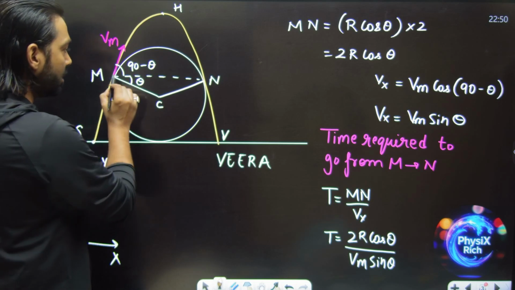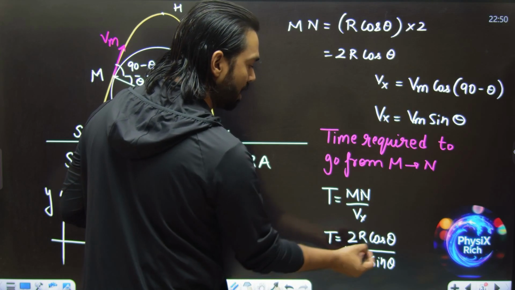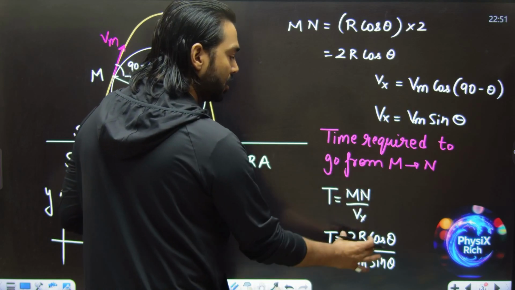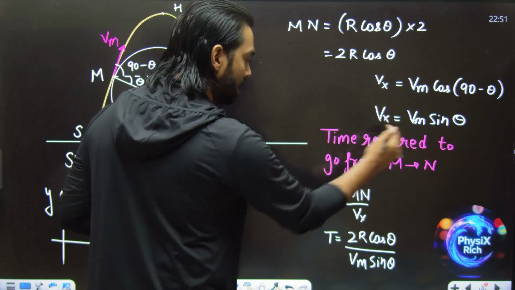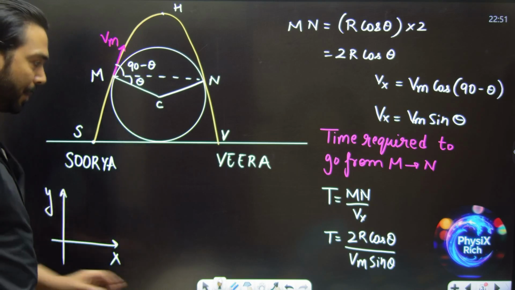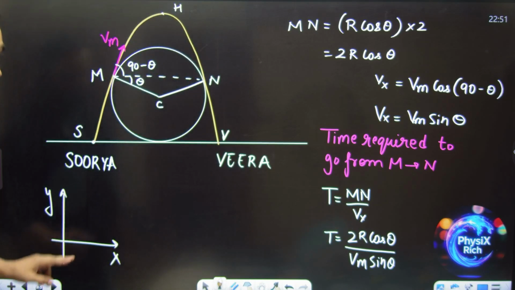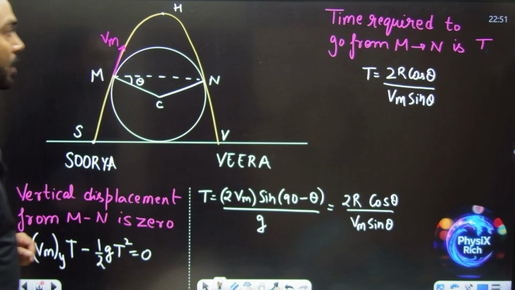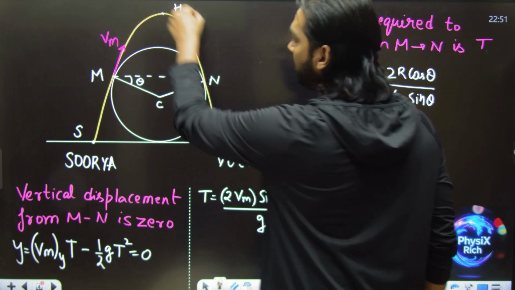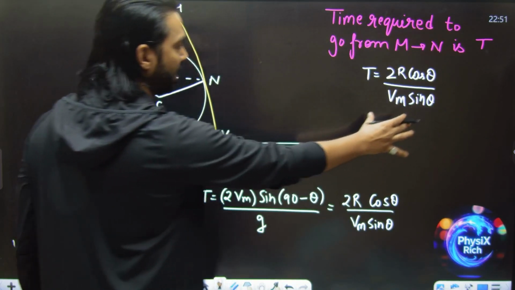That time will be this distance MN divided by this Vx. So MN upon Vx, which comes out as 2r cos theta upon Vm sin theta, is simply t. MN is 2r cos theta, which I have taken from here, and Vx is Vm sin theta, which I have taken from here. Okay. So up until now, this part is clear. Moving on, there is one more important correlation: as the apple goes from M to N, it takes a certain time equal to 2r cos theta upon Vm sin theta, which we have already calculated.